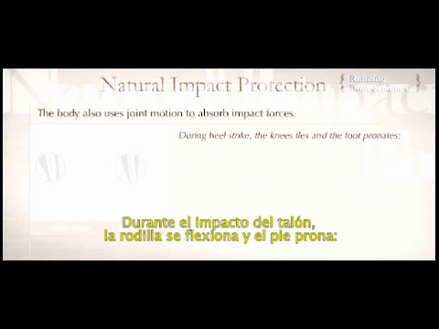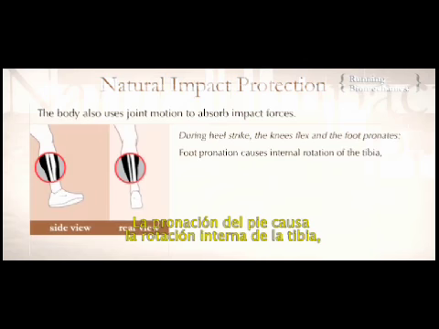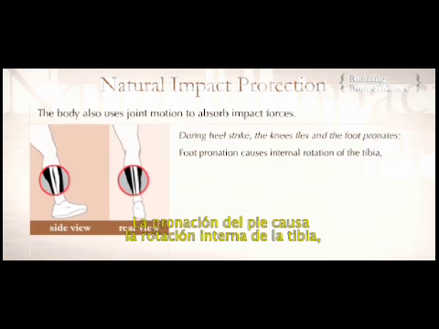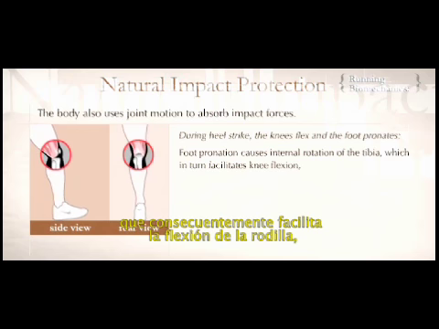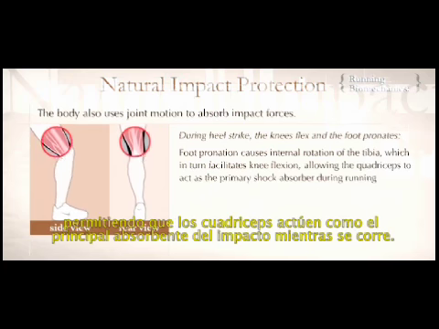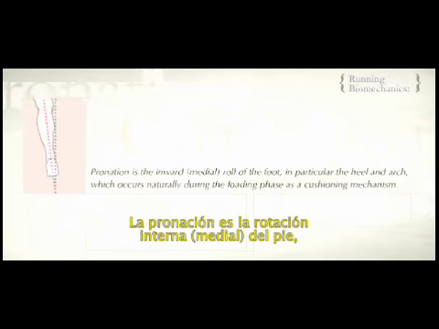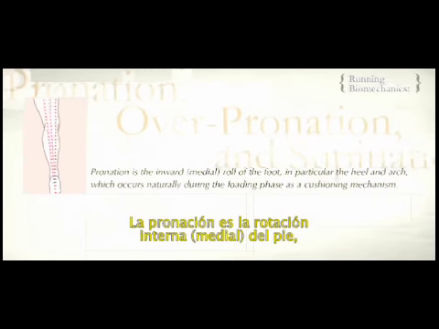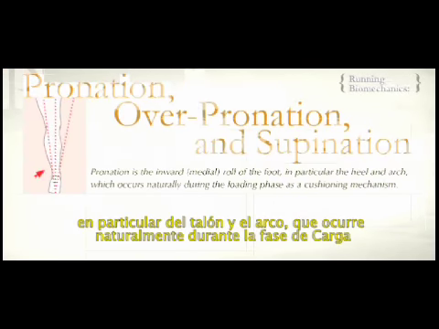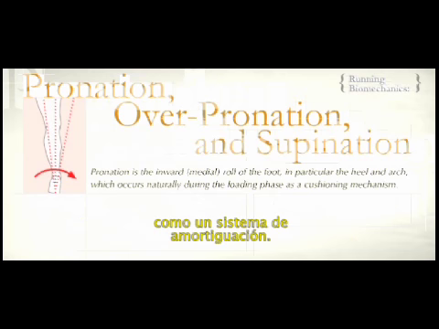During heel strike, the knees flex and the foot pronates. Foot pronation causes internal rotation of the tibia, which in turn facilitates knee flexion, allowing the quadriceps to act as the primary shock absorber during running. Pronation is the inward medial roll of the foot, in particular the heel and arch, which occurs naturally during the loading phase as a cushioning mechanism.